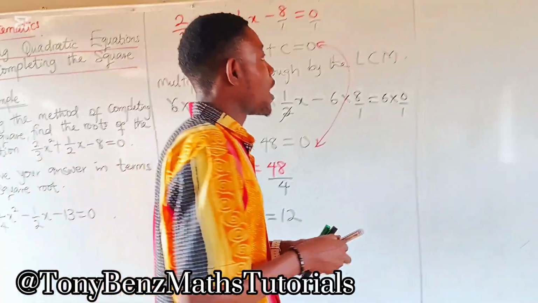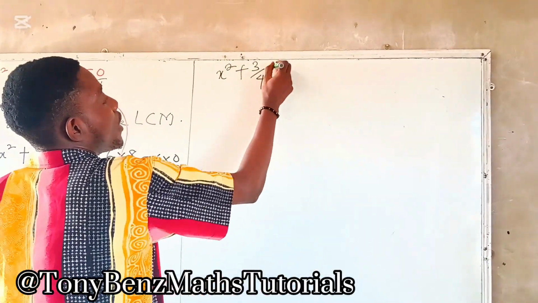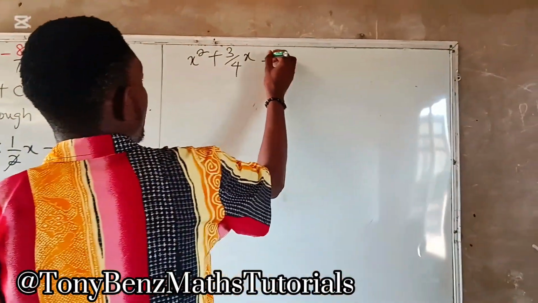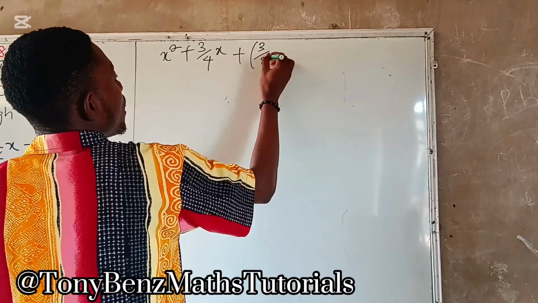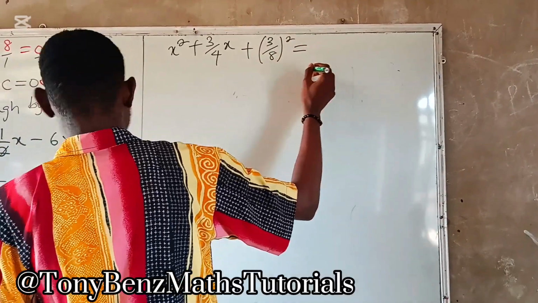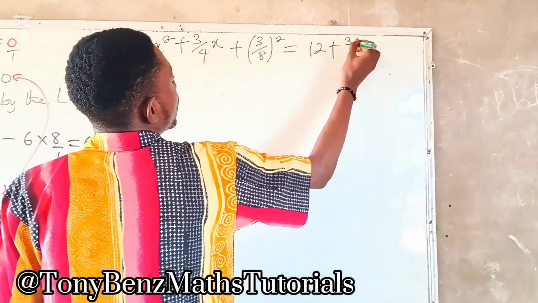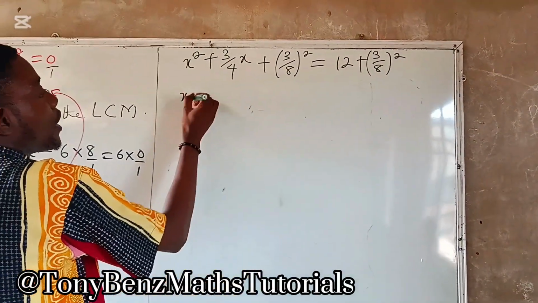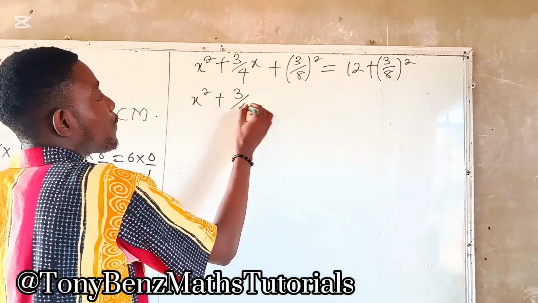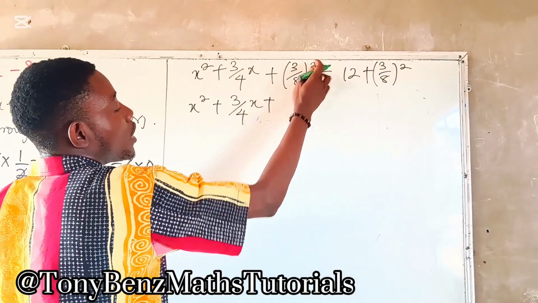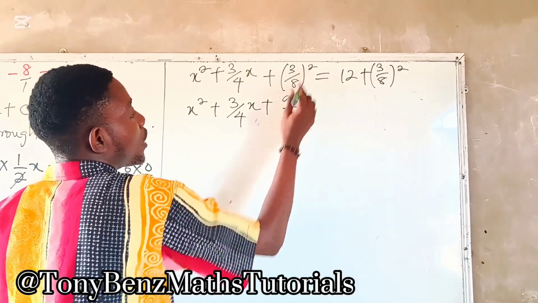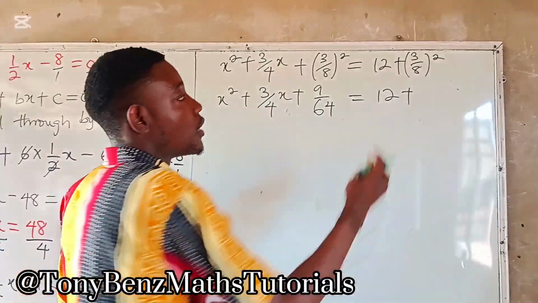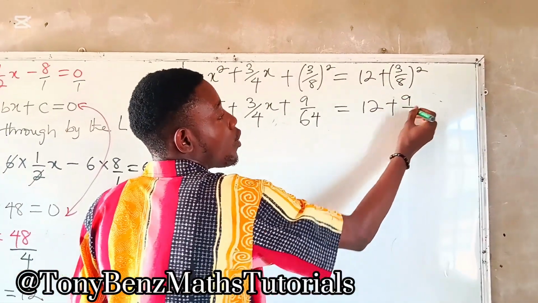So we are going to square it and add it to both sides of the equation. What are we going to have? We have x squared plus 3 over 4 x plus 3 over 8 squared is equal to 12 plus 3 over 8 all squared. My brothers and my sisters, 3 squared is 9 over 8 squared, which is 64, is equal to 12 plus 9 over 64.